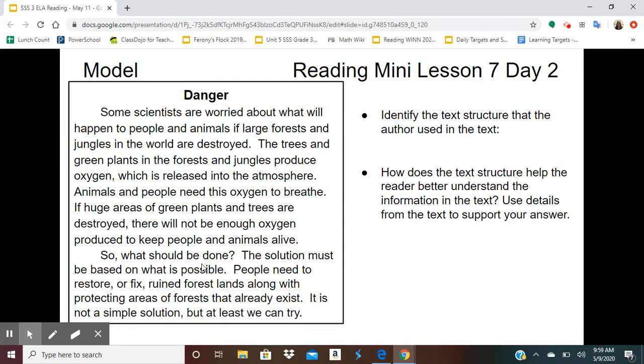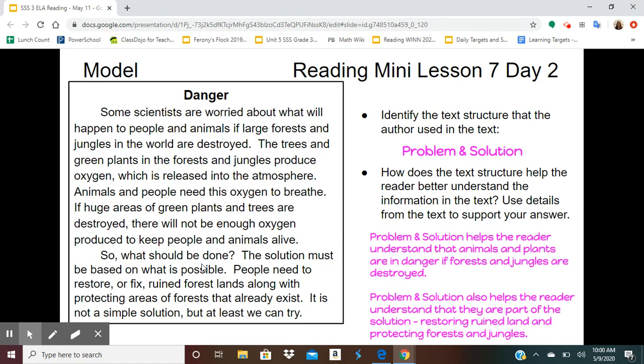If you chose the text structure problem and solution, you were correct. As I read, I noticed the problem of large jungles and forests being destroyed. In the beginning, the structure helps the reader understand that animals and plants are in danger if the jungles and forests are destroyed. The second paragraph focused on a solution. This structure helps the reader to understand that they are part of the solution. People need to help restore ruined lands to protect the forests and jungles.